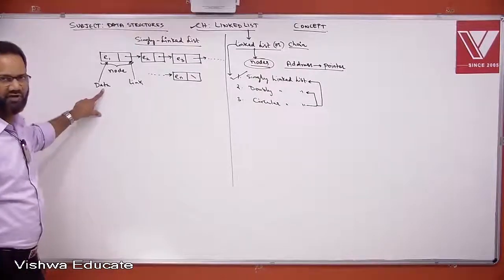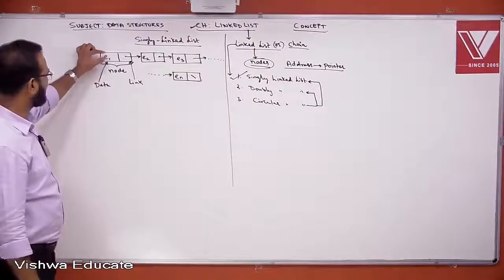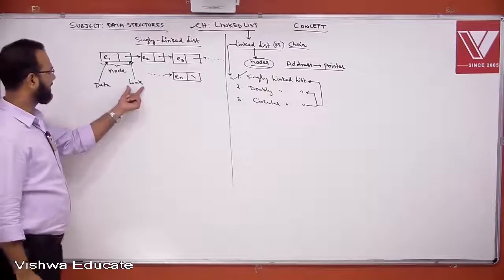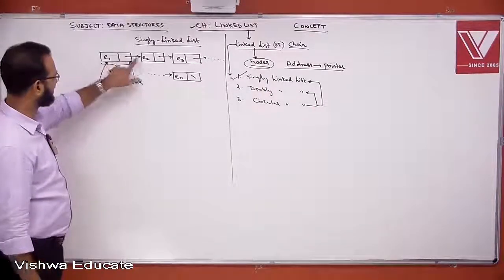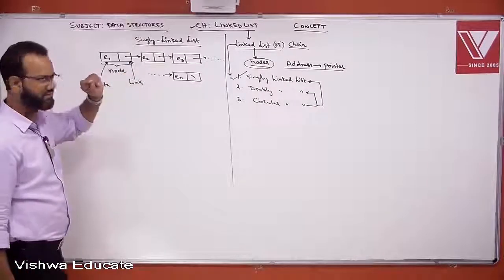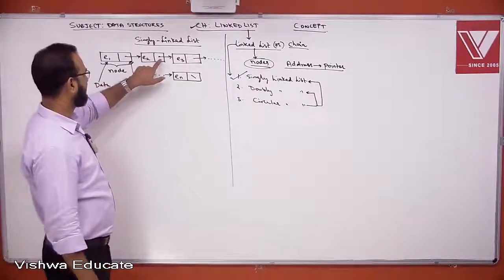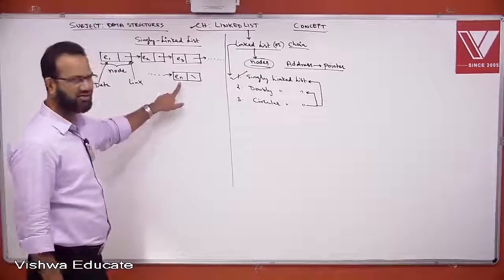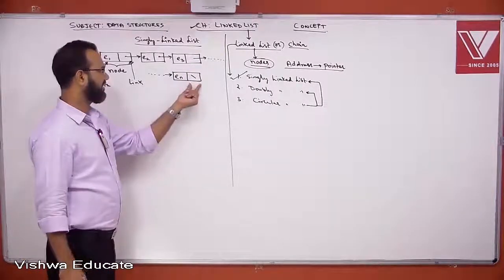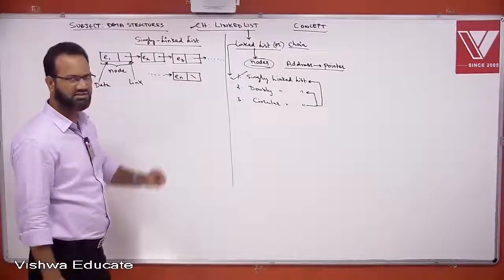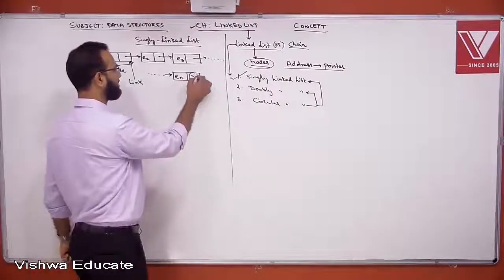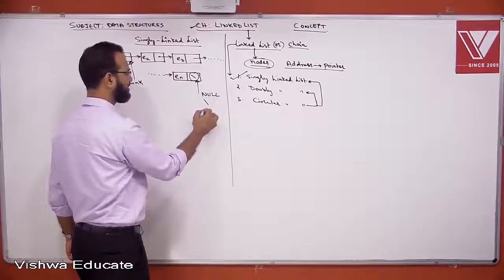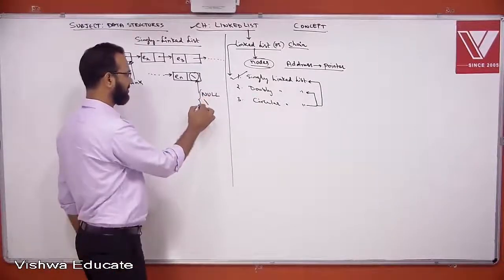Data part can be of any type of data. It can be integer data, float data, or character data. Any type of data you can have over here. Link is a pointer variable which stores the address of the next node in the list. Similarly, E2 is the data element, and its link stores the address of the next node, and so on. The last node also consists of a data part and a link part. The link for the last node is always going to be null. This particular part we specify as null. Either you can say null or slash, or you can specify 0. Anything you can specify over here.